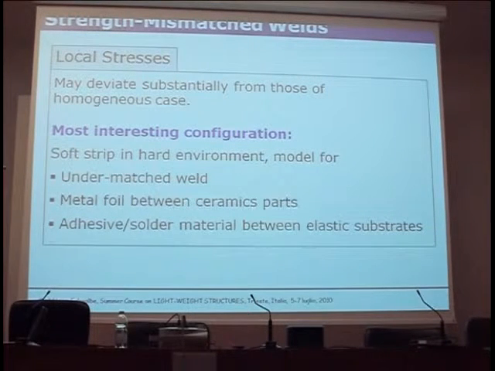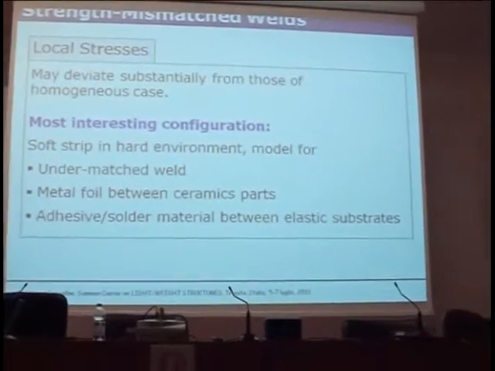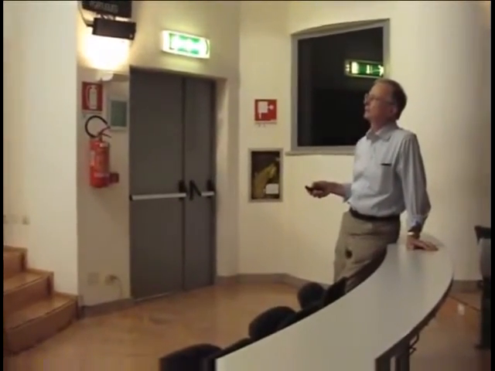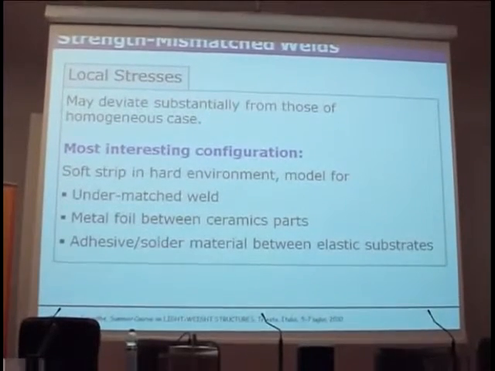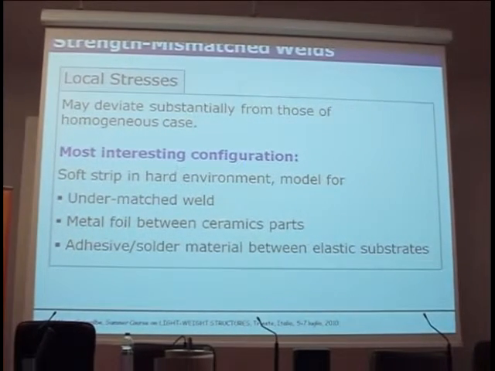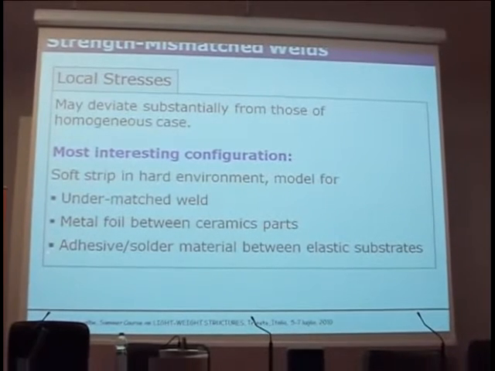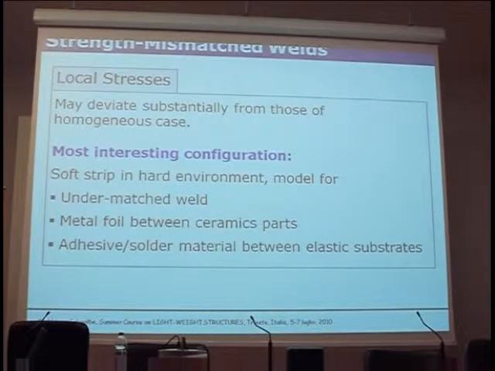Okay, the local stresses, now in words, deviate substantially from those of the homogeneous case. Homogeneous case means we have only the hard material or only the soft one. And what I thought is that the most interesting configuration is a soft strip in a hard environment, which may serve as a model for undermatched welds, or metal foil between ceramic or glass parts, or adhesive or solder material between elastic substrates, for example. I think these are classical examples.